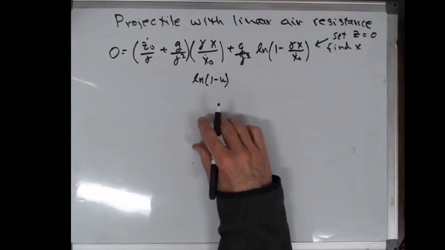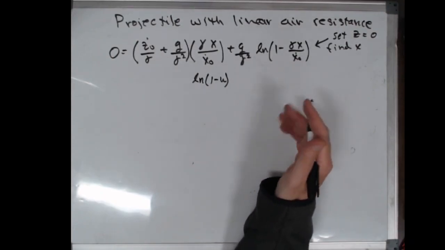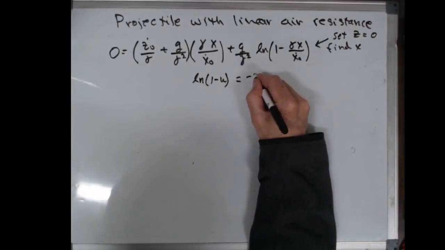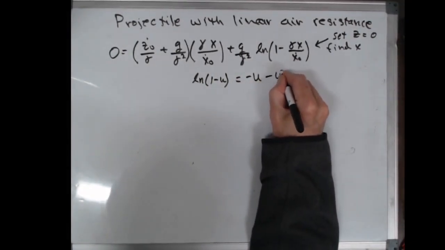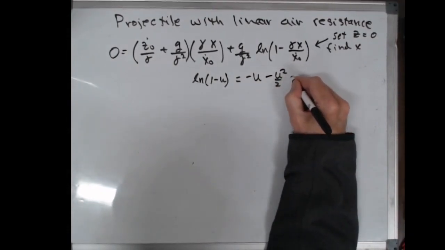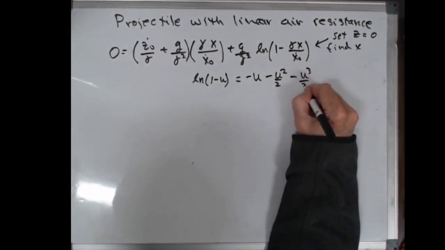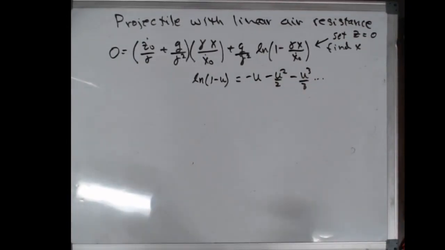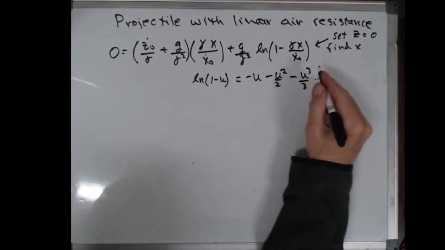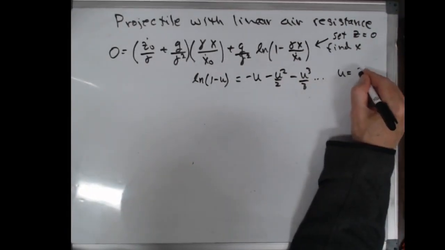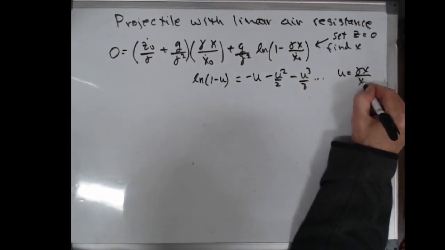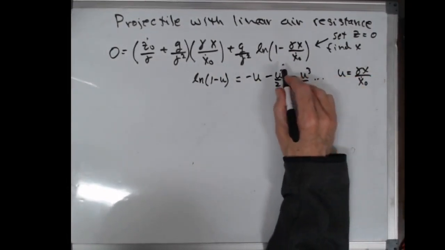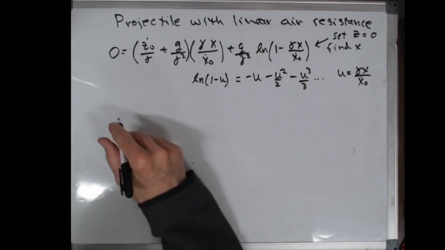When we kept 2 terms, we saw just the projectile motion without air resistance. The expansion of this, which you can look up, I'm not going to do for you, is minus u squared over 2 and minus u cubed over 3 and so on. And so we're just going to keep all 3 of those. That means we're going to use u equals gamma x over x naught dot and substitute this in for that log term, and we'll see how it comes out.